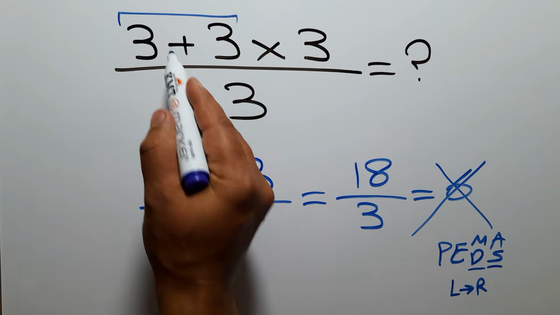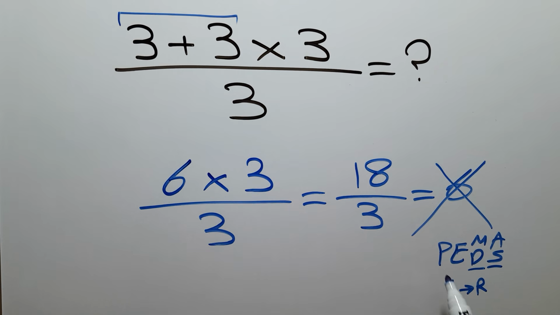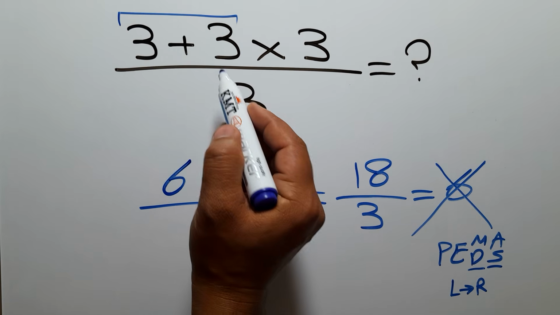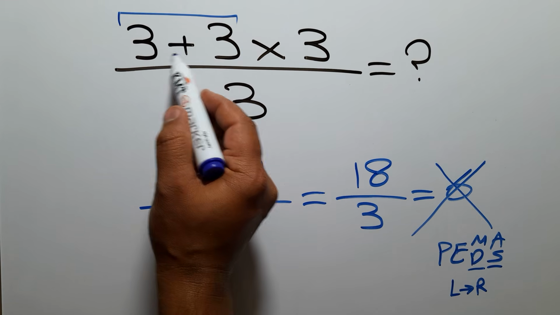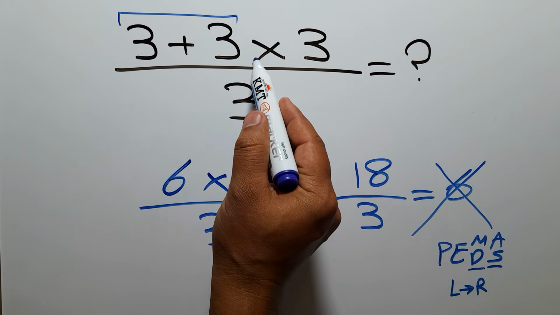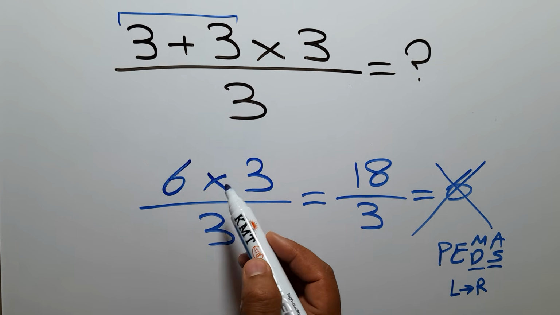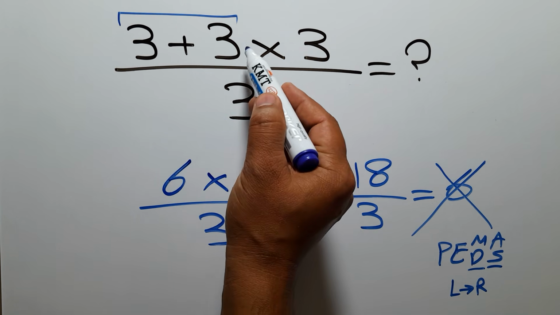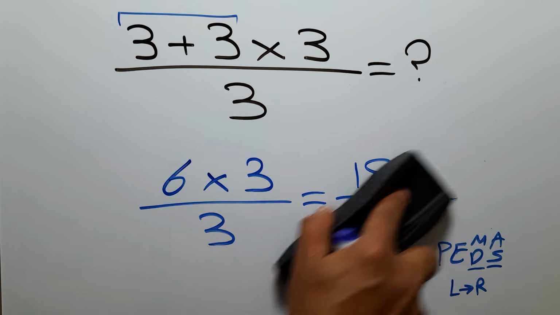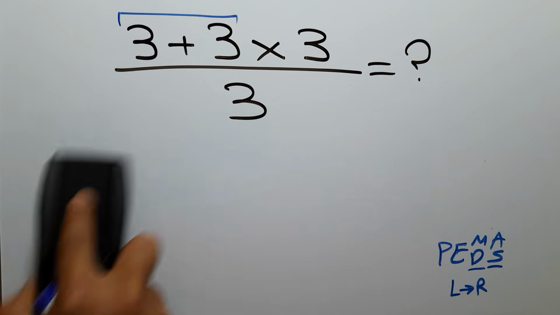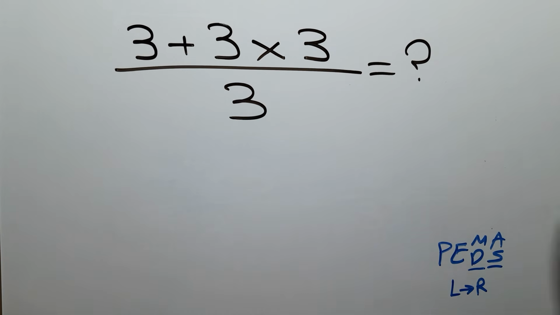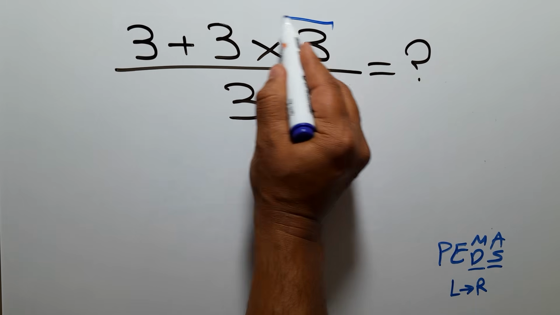In the numerator, we have one addition and one multiplication. According to PEMDAS, multiplication has higher priority than addition, because multiplication comes before addition. So here, first we have to do this multiplication, then this addition. If we do this addition before this multiplication, it is wrong. So first we have to do this multiplication.